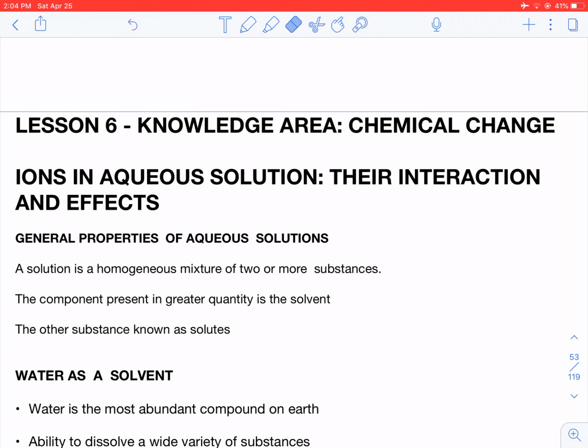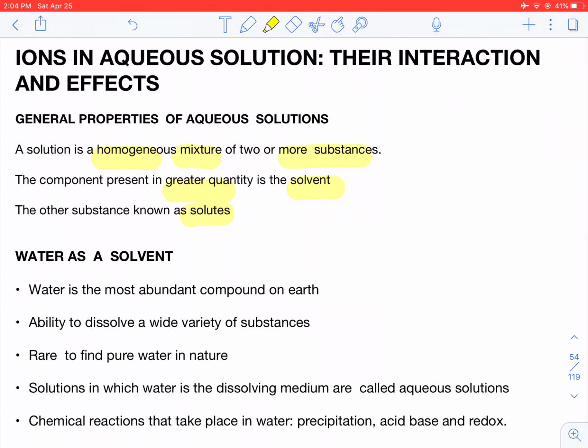Now let's look at the general properties of aqueous solutions. A solution is a homogeneous mixture of two or more substances. The component present in the greater quantity is known as a solvent, and the other substance is known as a solute. In a solution you have a solvent and a solute. Water as a solvent.